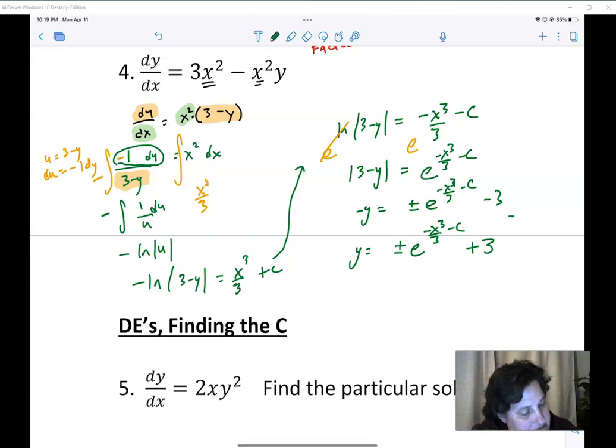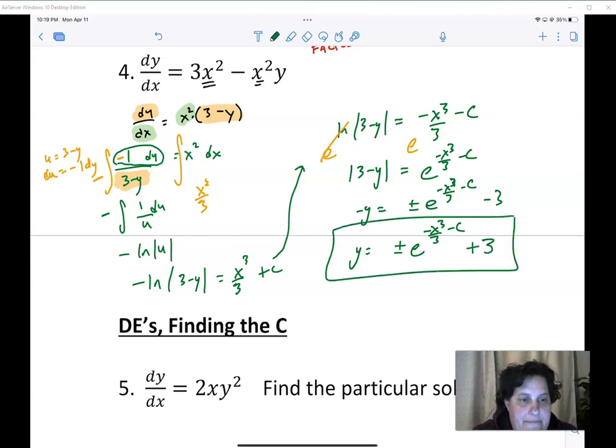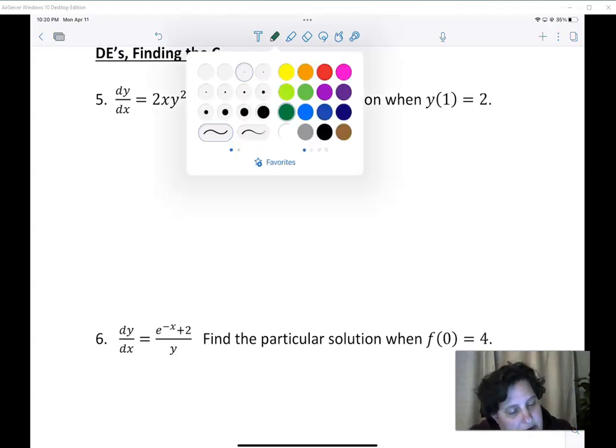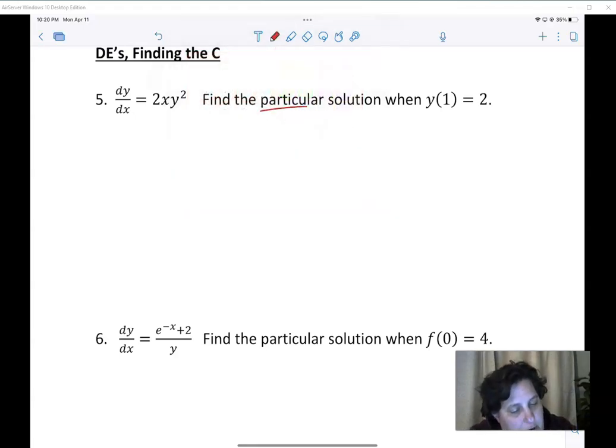Plus 3 because I divided everything by a negative. All right? Okay. One last thing that we're going to talk about real quick here. All right. So with finding the C, we're basically trying to do this when it says find the particular solution. This really means find C.